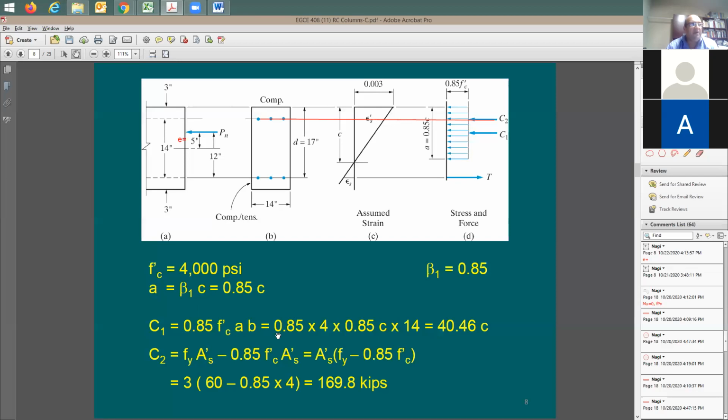Here it is. But when it comes to a, I understand that a is going to be equal to 0.85 times c. Why would I do this? Because before I start, I need to look at my unknowns. The unknowns in this case are the strain in the compression steel, the strain in the tension steel, the amount of force that we're talking about, and c.